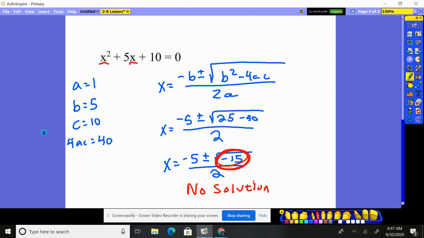It never happens. Later on, we'll take a look at what that literally means with the graph, but right now we're not worried about it. We're just going to say there's no solution here. There's no x that's going to work. All right, there we have the quadratic equation for you.